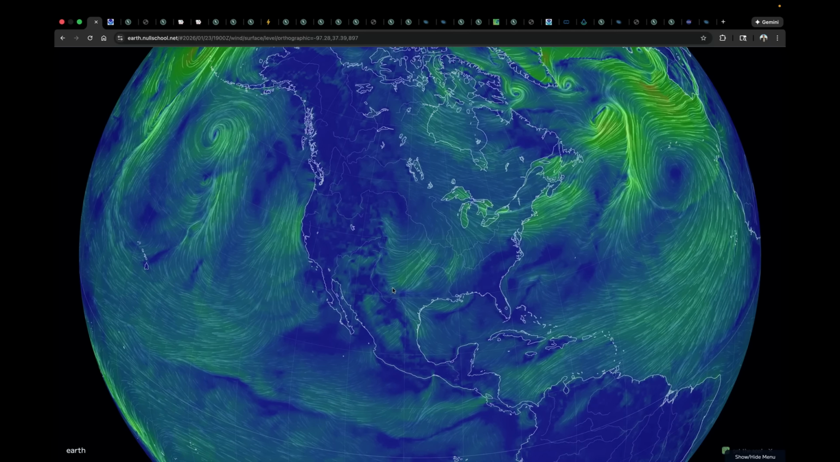It's a process called frontogenesis. So you have warm air pushing toward cold air, and the two of them squeeze the temperature gradient, and that is how you make a front. You have to increase the temperature gradient. Frontolysis is when you weaken the temperature gradient, all right?